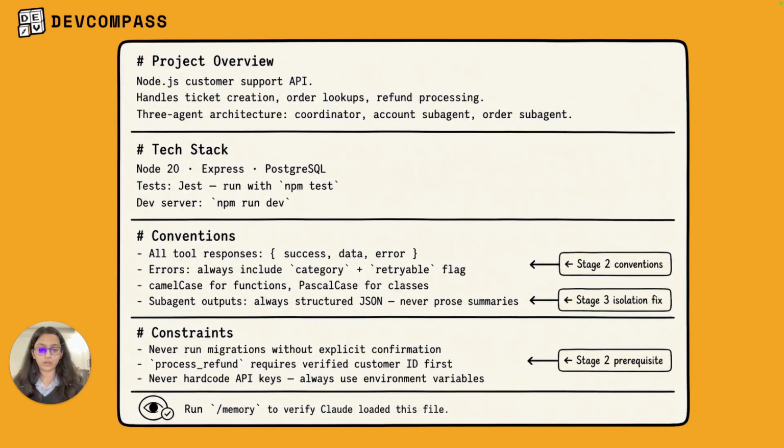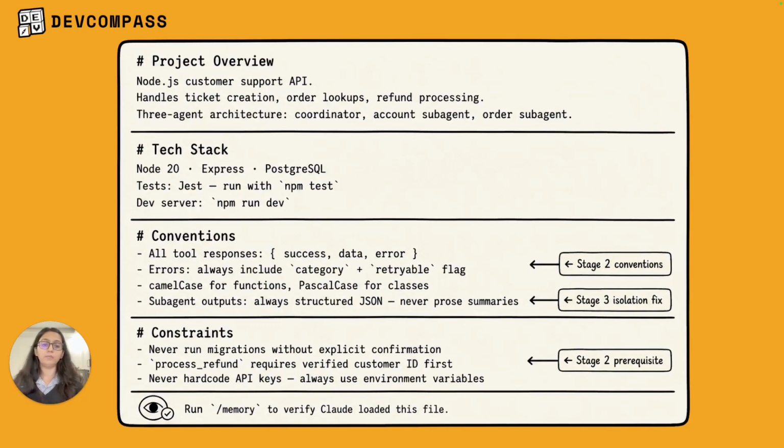The conventions section would be everything from our work in stage 2. All tool responses return success, data, error. Error will always include category and a retriable flag. Those are the structured error response conventions from stage 2, video 2. If you haven't watched it, please go watch it. It is codified here so that Claude applies them automatically in every session.